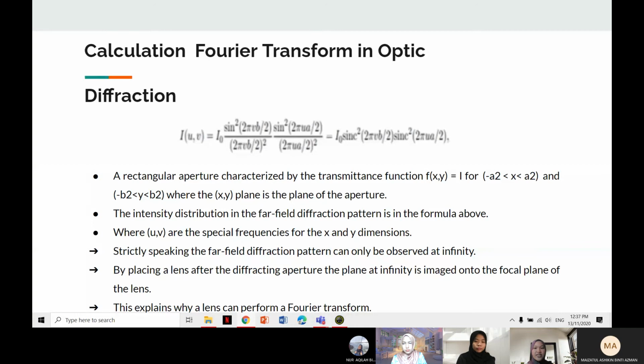The intensity distribution in the far field diffraction pattern is given by the formula, where u and v are the spatial frequencies for the x and y dimensions. The far field diffraction pattern can only be observed at infinity. After the diffracting aperture, the plane at infinity is imaged on the focal plane of the lens. This explains why a lens can perform a Fourier transform. Okay, next, I will pass to the next presenter, Maizatul.